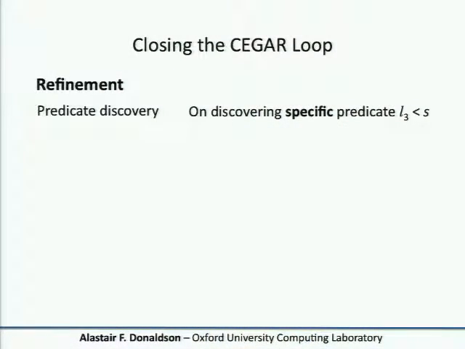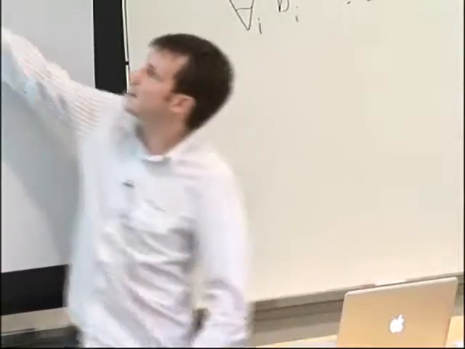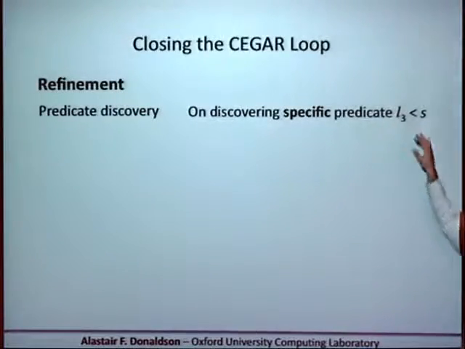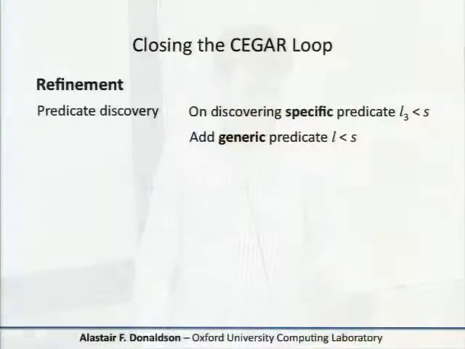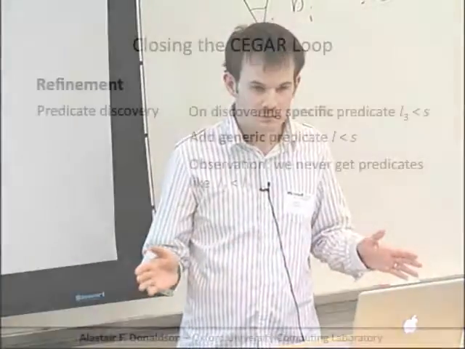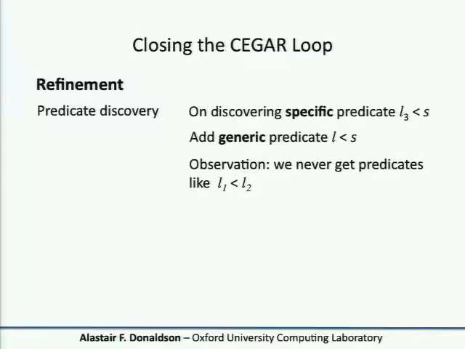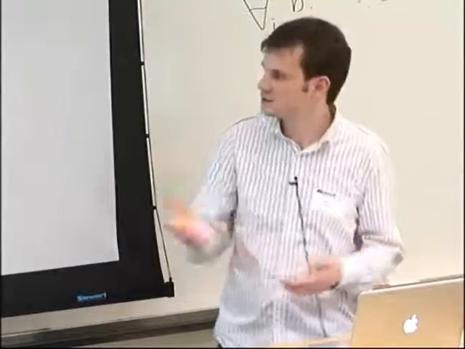And then with refinement, so with predicate discovery, if we discover a predicate by doing, say, weakest precondition on a counterexample trace, like L3 is less than S, so local variable of process 3 is less than shared variable S, then we simply add the generic predicate, L is less than S, to our set of predicates. So this adds the predicate for all different threads. And we never get predicates like L1 being less than L2, because in our program we could never compare local variables of different threads. So this is actually very straightforward.